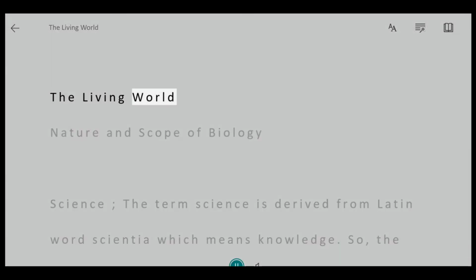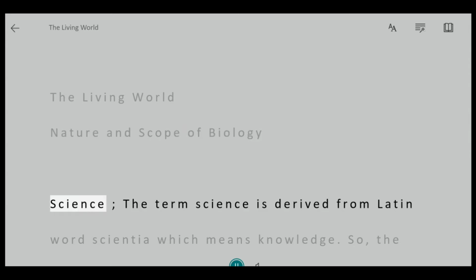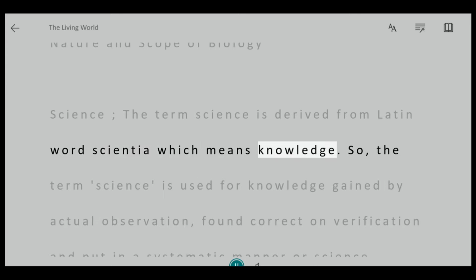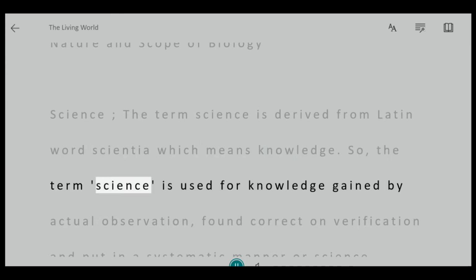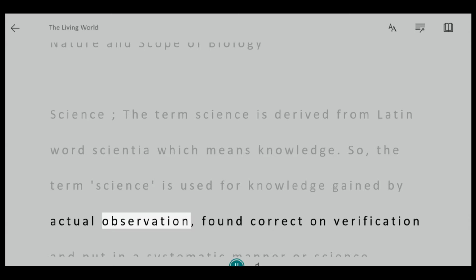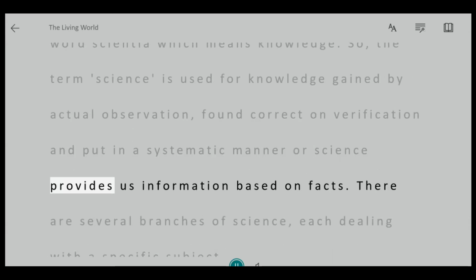The living world. Nature and scope of biology. Science. The term science is derived from Latin word scientia, which means knowledge. So, the term science is used for knowledge gained by actual observation, found correct on verification and put in a systematic manner, or science provides us information based on facts.